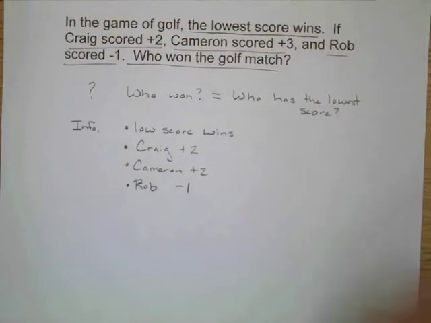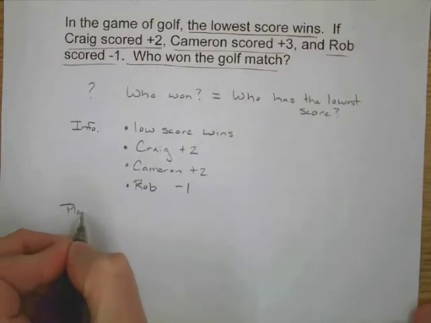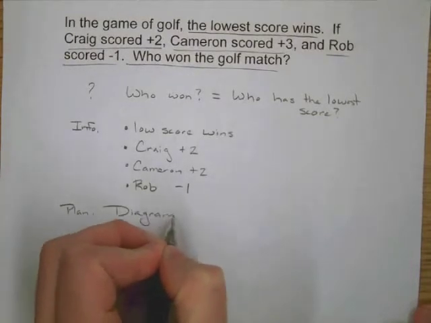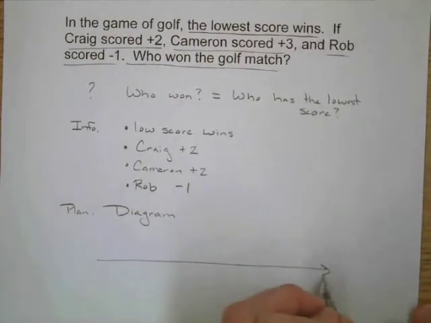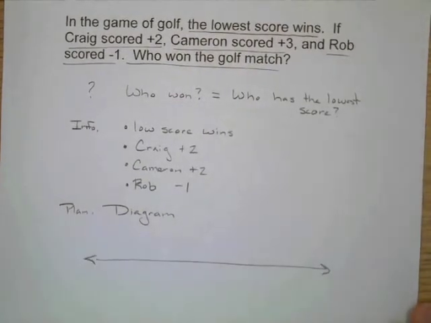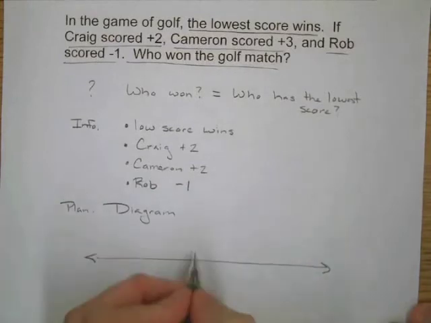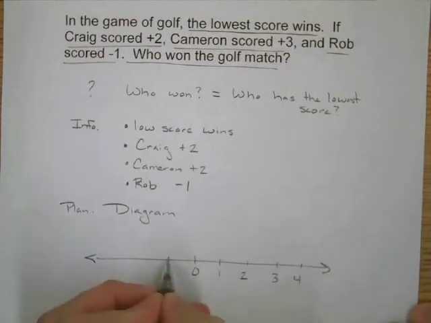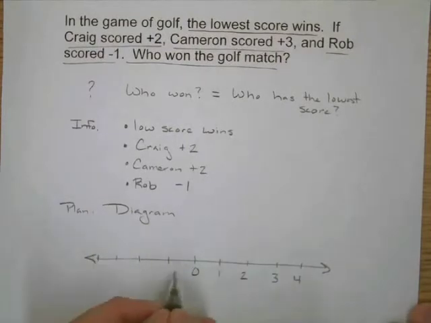Well, what am I going to do with this? Well, I have positive numbers and a negative number. I want to make sure that I'm really understanding where those are. So my plan is to use a diagram, a number line. I'm just going to sketch out a number line. It doesn't have to be exact. I'm just using it to get an idea of where these things are. So let's say here's 0, and I know that if I go to the right, I'm getting to positive numbers. And if I go to the left, I get negative numbers.